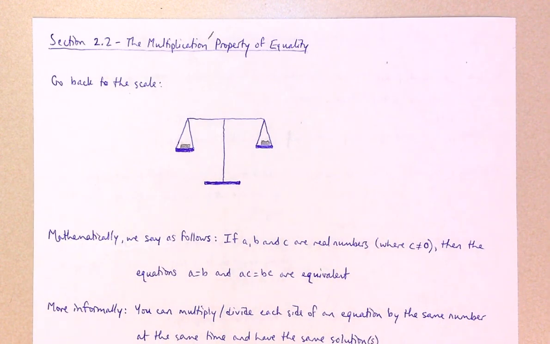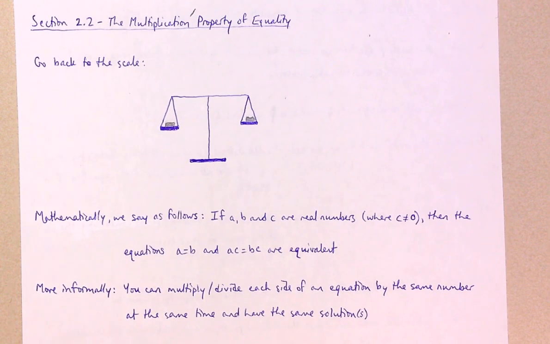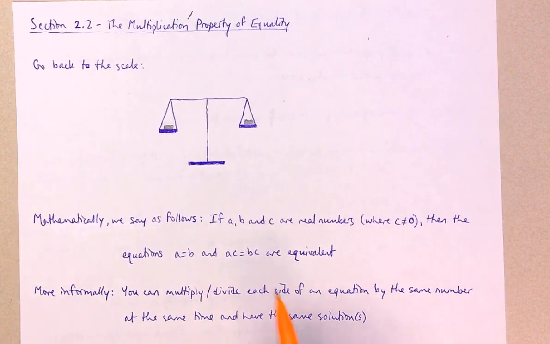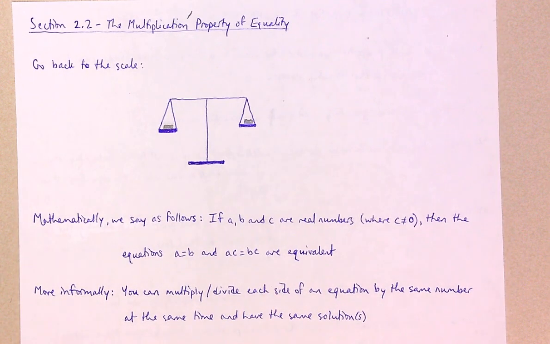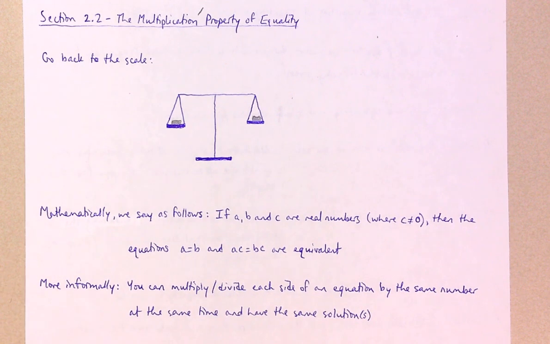So this is very similar to what we did in the previous video, but we're just doing a slightly different operation to our weights here. So what does this mean in terms of linear equations in one variable? Mathematically, what we're saying here is if a, b, and c are real numbers, so long as c is not 0, then these two equations are the same: a equals b, and a times c equals b times c.